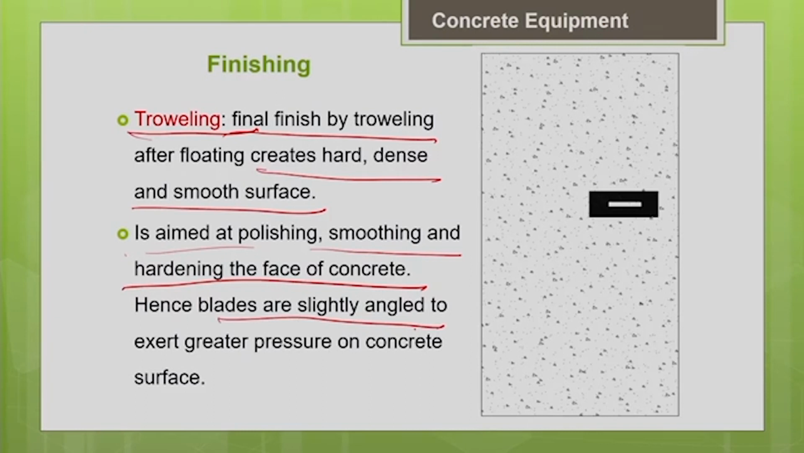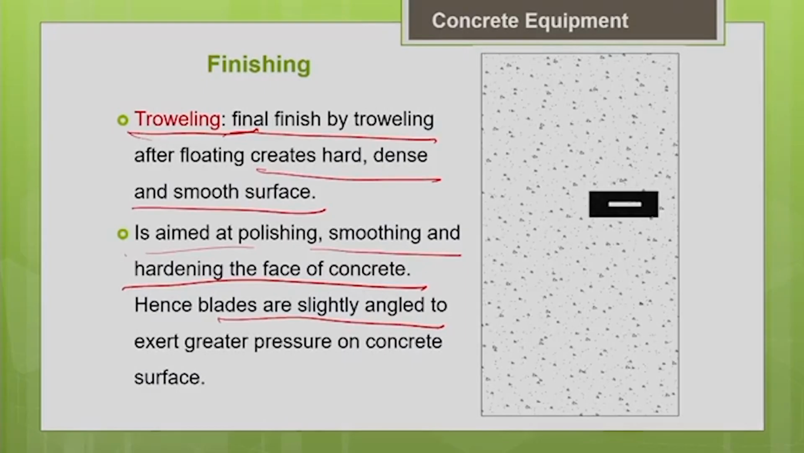Why do we angle the blade? Because we need to apply more pressure, because the concrete has hardened a little bit. To attain that polishing you need to apply more pressure. So, slightly angle the blade and use it. To exert greater pressure on the concrete surface, you angle the blade and use it for troweling. So, these are all different stages of finishing.